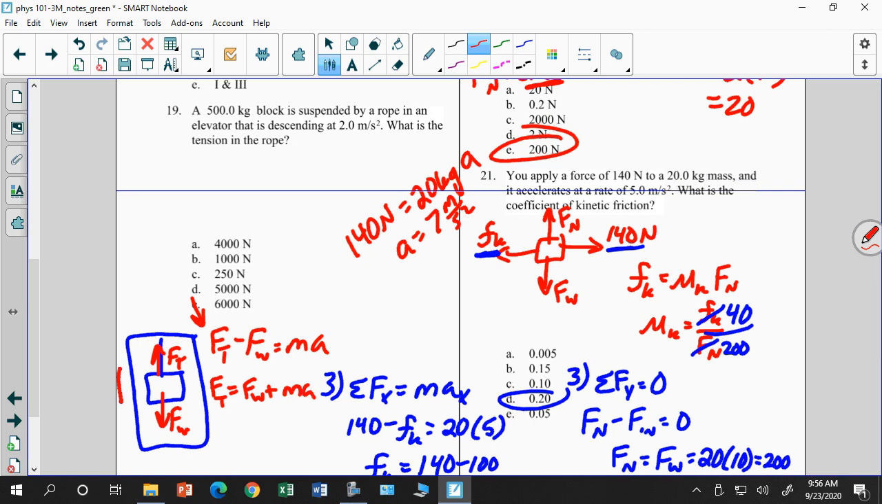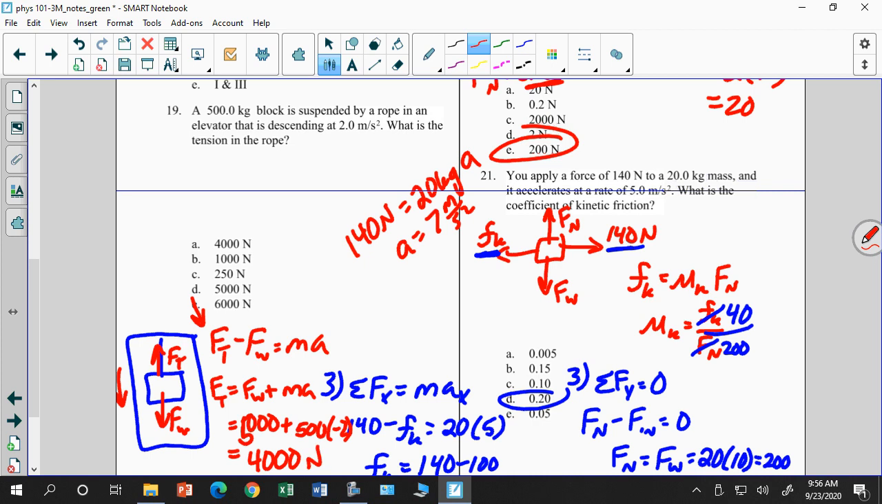But the acceleration is down, so that means it's going to be 1,000 plus 500 times negative 2. So that acceleration is negative. This should be 5,000, I'm sorry. 5,000 plus negative 1,000, that's equal to 4,000 newtons.